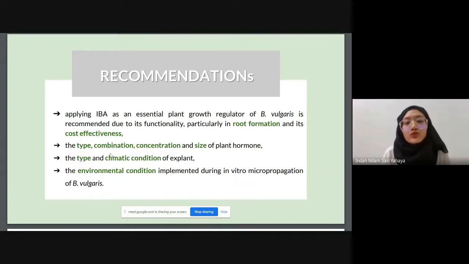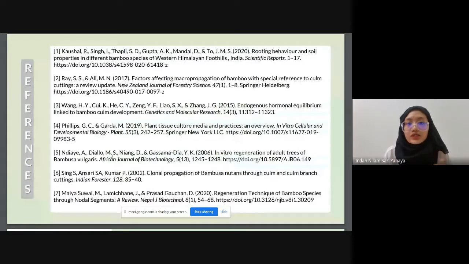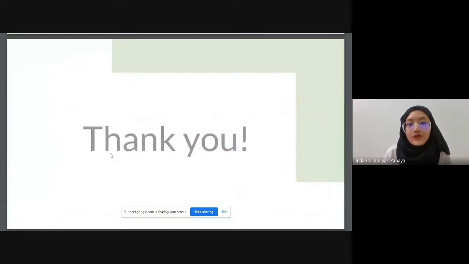It is also worth studying the other aspects, which are the type, combination, concentration, and size of plant hormone, also the type and climatic condition of the explant being collected, and lastly, the environmental condition implemented during the in vitro micropropagation of Bambusa vulgaris. So these are the references from my research, and that's all from me. Thank you.